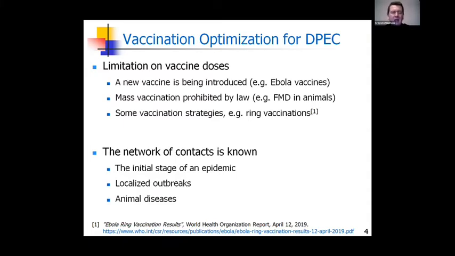However, especially if we are at the initial stage of the epidemic, we can try to identify those individuals which were in contact with the infected ones. If the outbreak is localized, this can be also true. And also notably, in the case of animal diseases, usually it's much easier to trace the network of contacts because, for example, in the case of livestock, transports are traced, and transports are very often responsible for spreading the disease. So it's quite easy to trace the contacts of the infected animals.